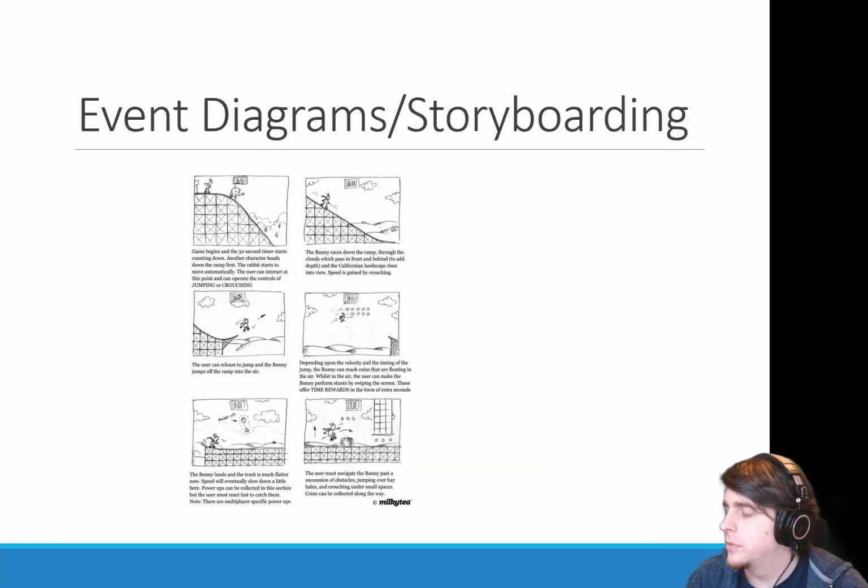Up next, we got storyboards. This is kind of like a mix maybe between your flowcharts and your annotated maps. Storyboards you probably are familiar with through your animation class. And so they are, again, very similar, but just in the context of level design.